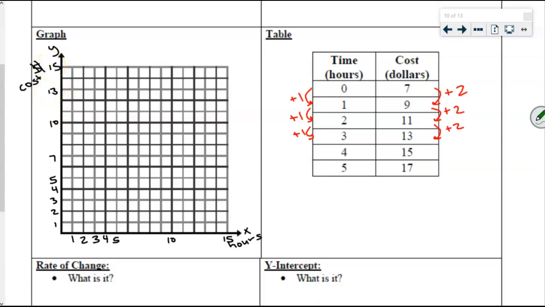I'm going to start putting that information on my graph. Over 0 and up, 7. Over 1 and up, 9. Over 2 and up, 11. 3 and up, 13. And again, I am seeing this beautiful straight line. Such a nice pattern.